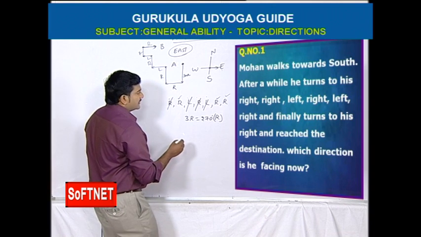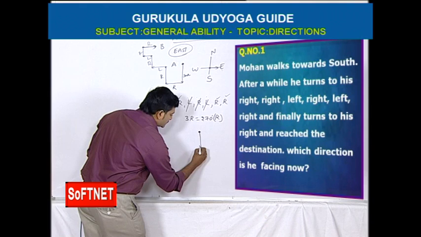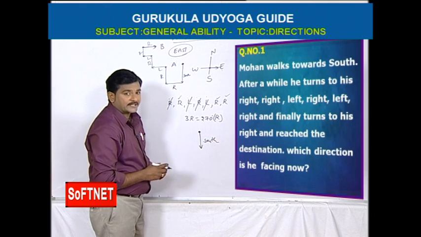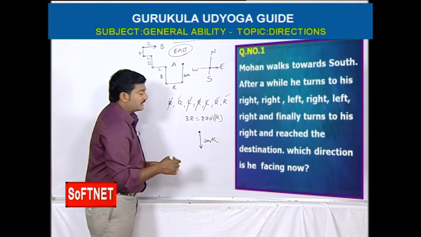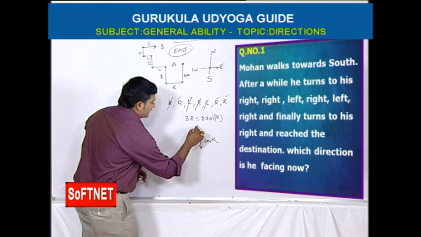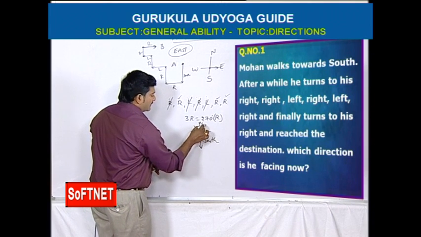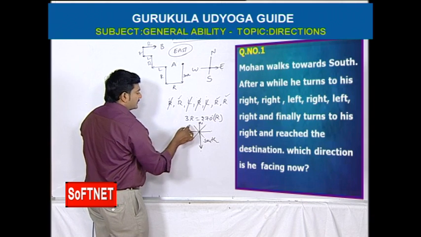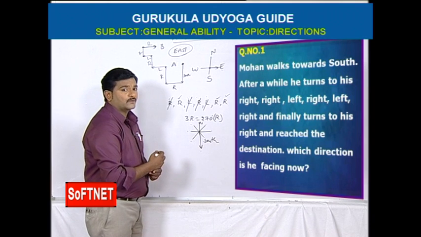Now the person is moving in which direction? Mohan walks towards south direction. Now instead of applying all rights and lefts, simply we have to apply only 270 degrees. So roughly take the diagram with complete directions. Here north is there, and northeast, east, southeast, south, southwest, west, and northwest, all 8 directions. There are 4 main and 4 cardinal directions.